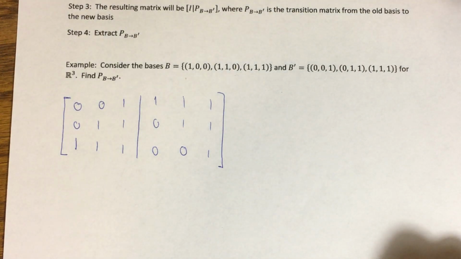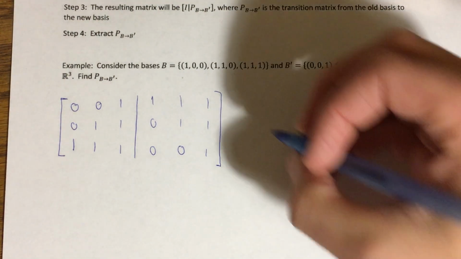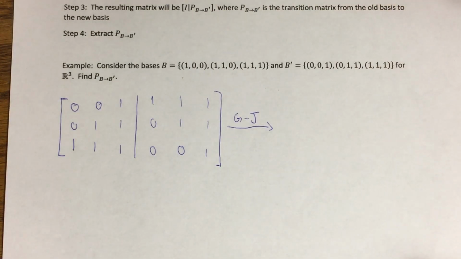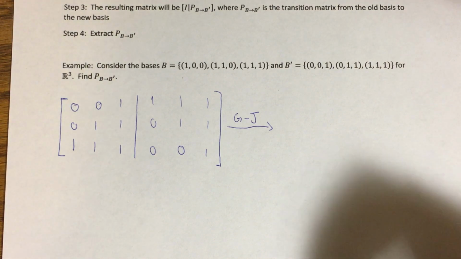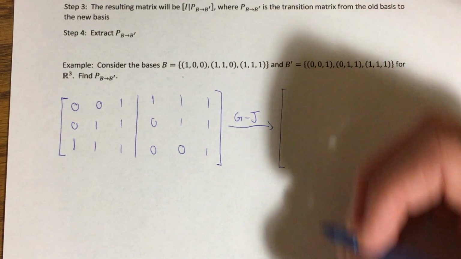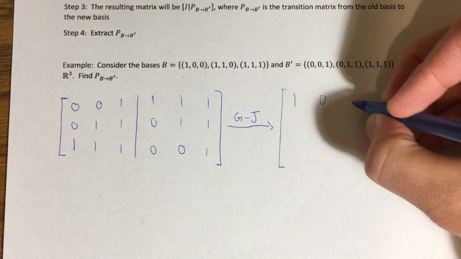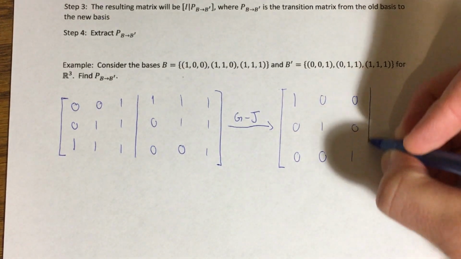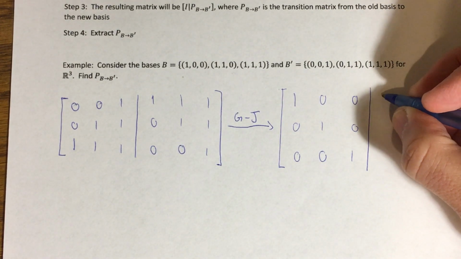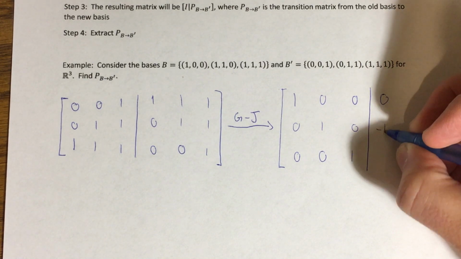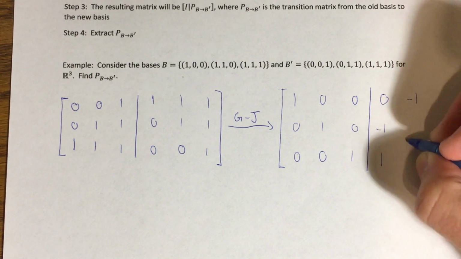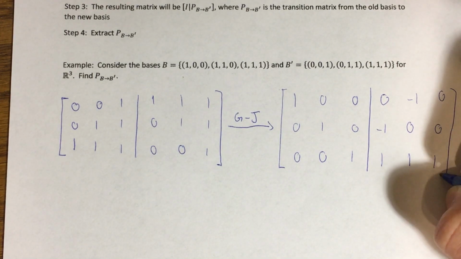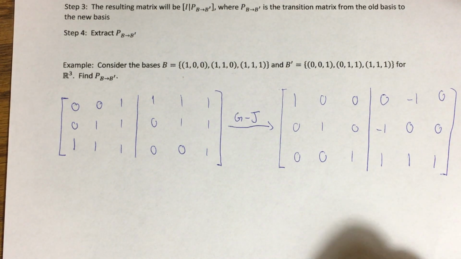Just like how we do matrix inverses, you know how to do Gauss-Jordan at this point. I'm going to write GJ there, which means Gauss-Jordan, and I'm going to skip the steps because it's not worth the time to go through all that. On the left-hand side, we should end up with the identity matrix. For this example, on the right-hand side, we get 0, negative 1, 1, negative 1, 0, 1, and then 0, 0, 1. That matrix on the right-hand side is the transition matrix that I'm looking for.